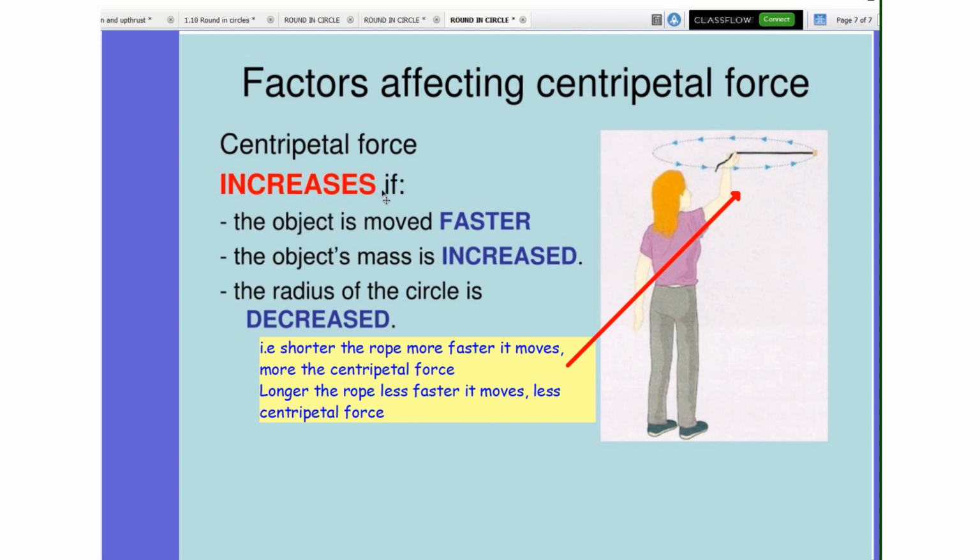Centripetal force increases if the object is moved faster, or the object's mass is increased, or the radius of the circle is decreased. What? The radius of the circle is decreased? Don't worry. It's nothing but shorter the size of the rope, it moves faster, and more the centripetal force. Longer the rope, less faster it moves, and less the centripetal force.